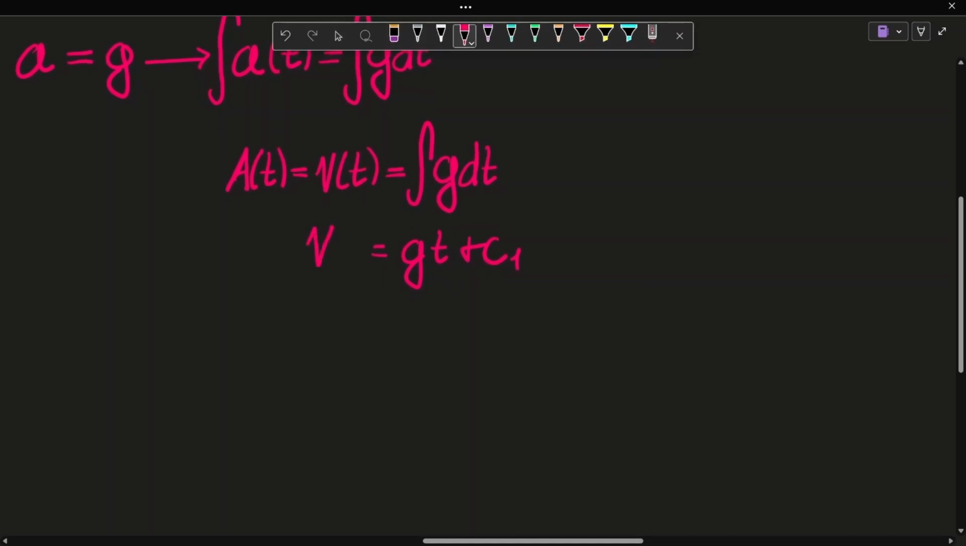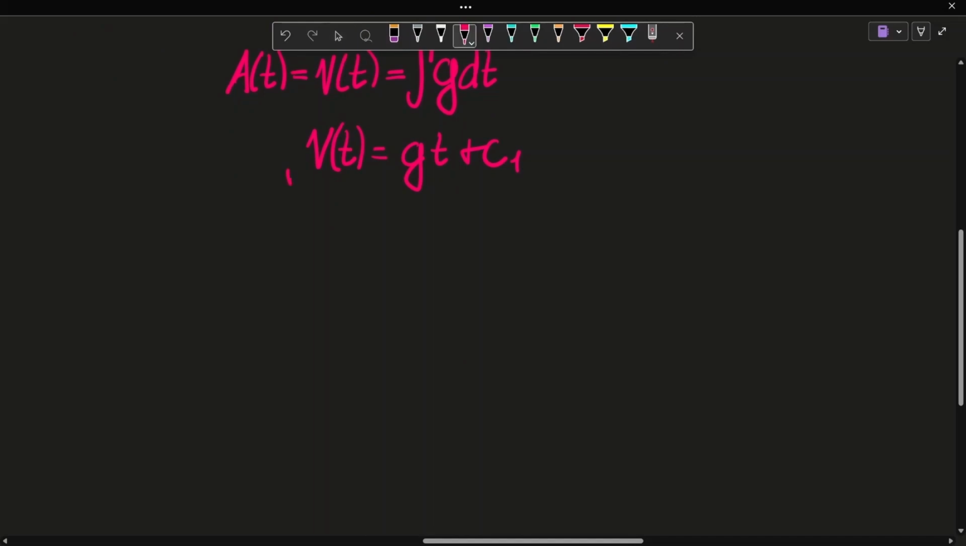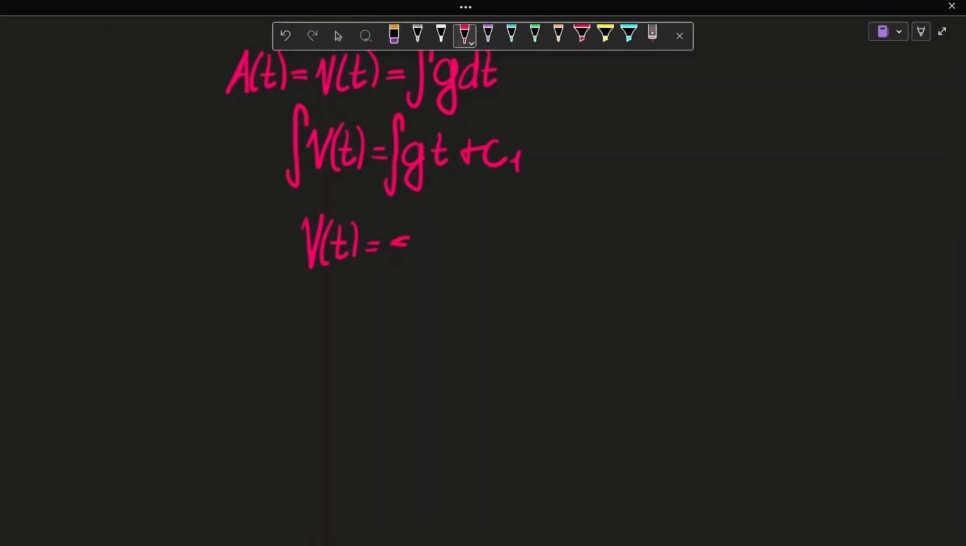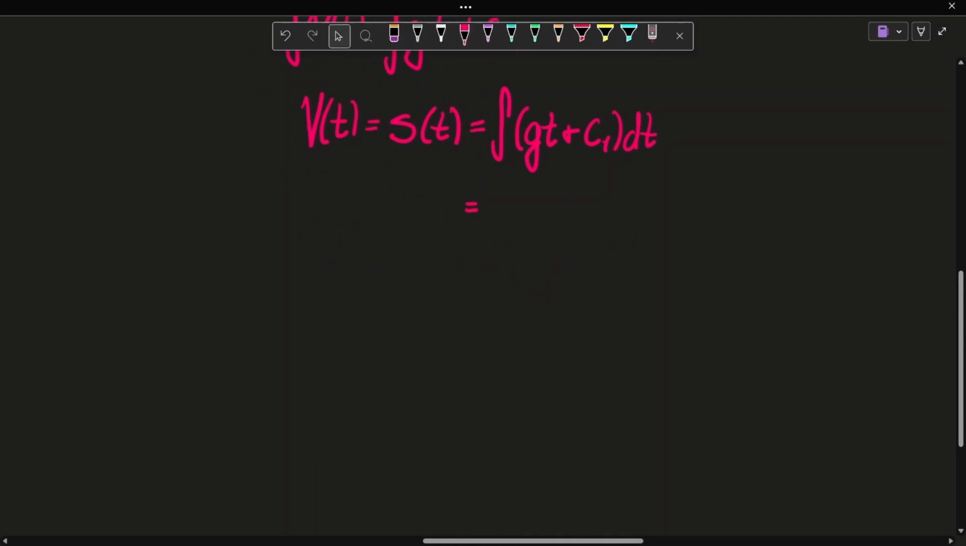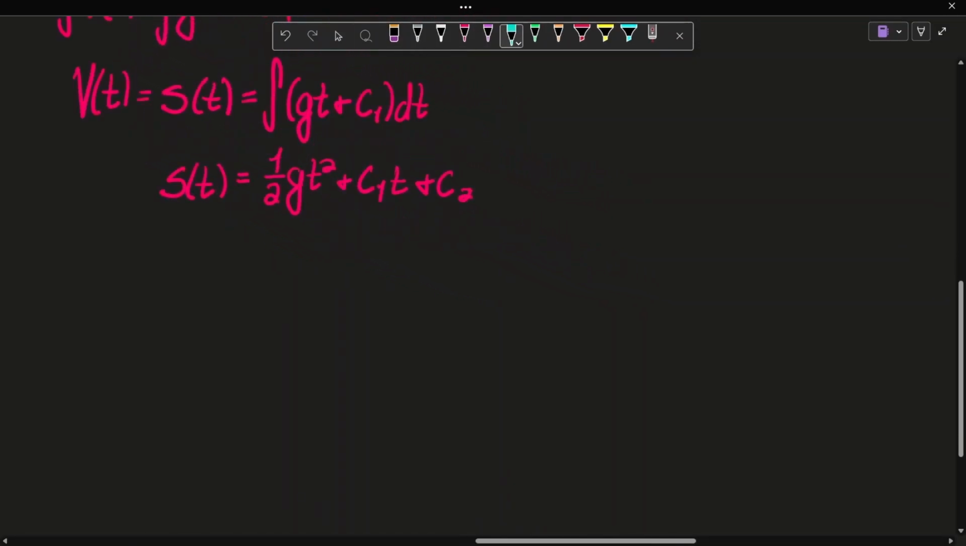So now we have an equation for the velocity in terms of time. And then if we integrate this, position, which we'll call s in terms of time, is the integral of velocity in terms of the change in time, which gives us 1/2 gt squared plus c1t, position versus time. We need to give these values actual meanings.